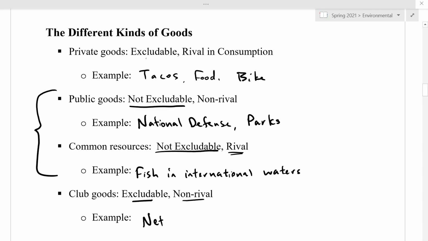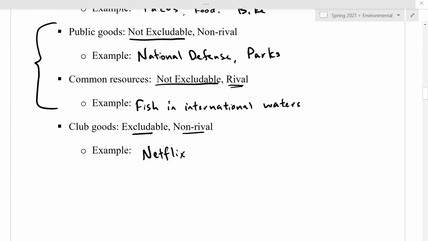Example here, Netflix. I can be excluded from having Netflix, but my use of Netflix doesn't take away the ability for others to use it. So that's called a club good. Even, in general, like a golf club, or any kind of country club, excludable. But if I have access to that business, that doesn't take away the ability for others to access that business. So Netflix is a really good example there.